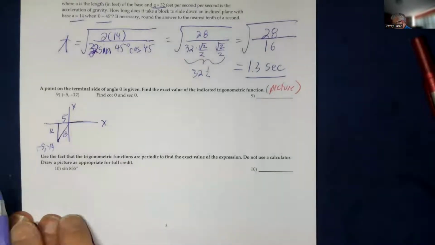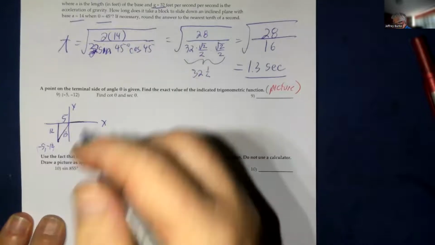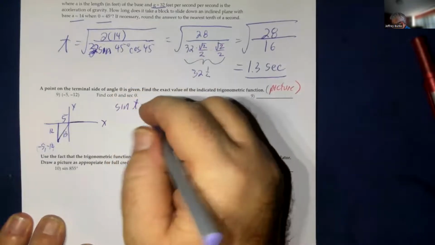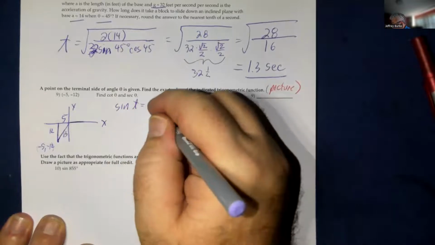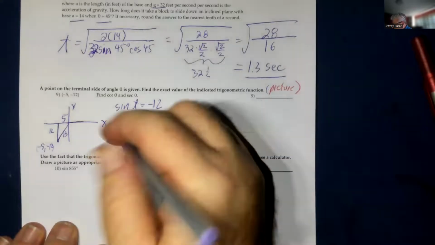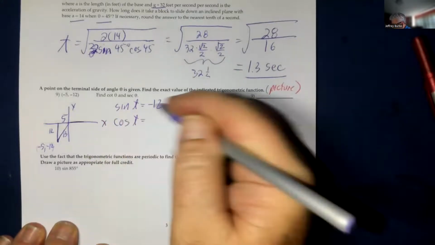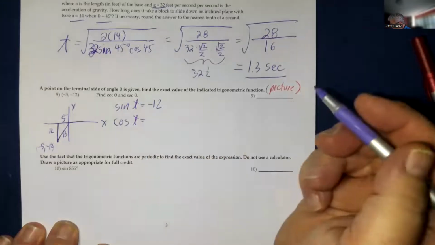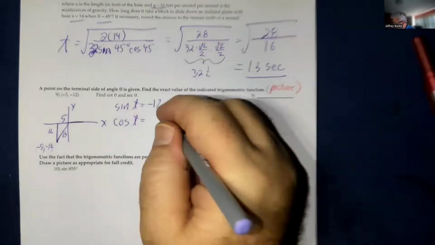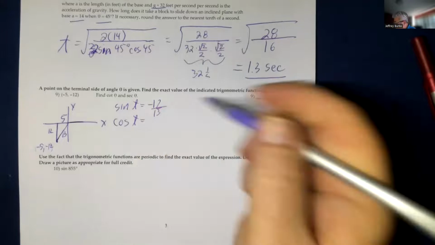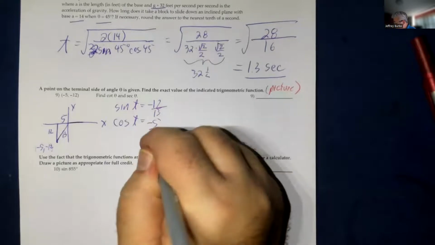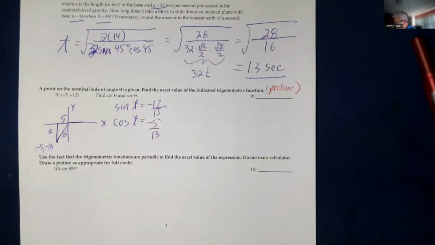One thing we can say with regard to this is, you should know that the sine of t is going to equal the y value. So the sine of t is going to be -12, sorry, excuse me, it's not unit circle. The sine of t is going to be -12 over the hypotenuse, which is going to be 13. The cosine of t is going to be -5 over 13.